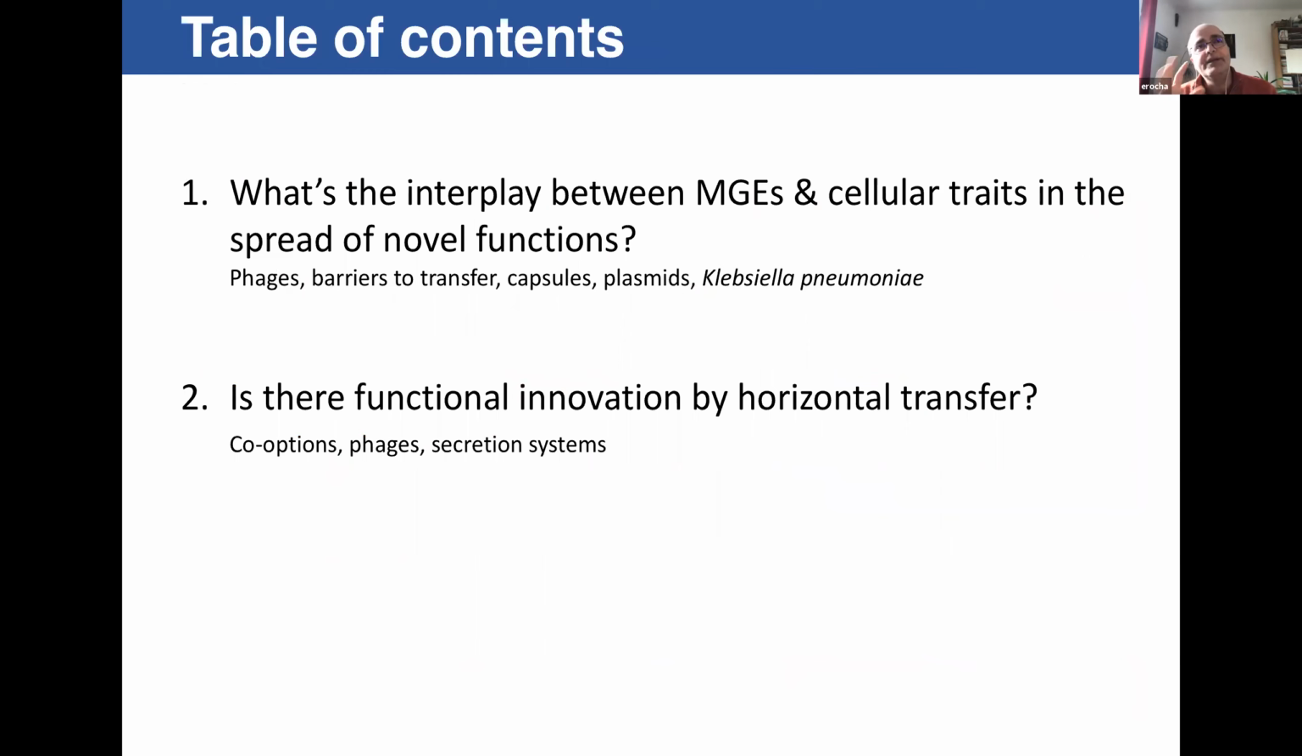So once again, my talk will be in the first part trying to understand how the vehicles of transfer and the physiological state of the cell will affect the type of genetic information that is transferred and the amount that is transferred. And in the second part, then I will go into the question whether this transfer is just spreading new things that are invented by bacteria or actually spurs functional innovation.